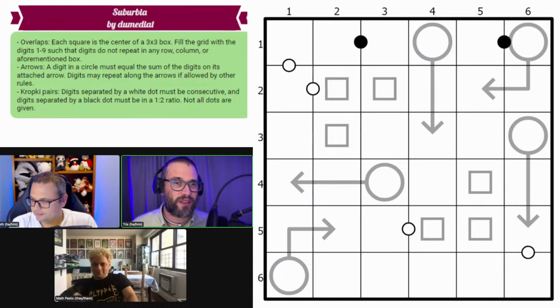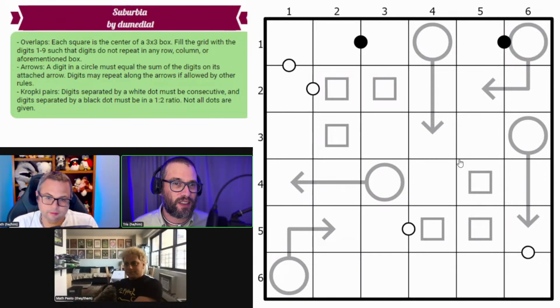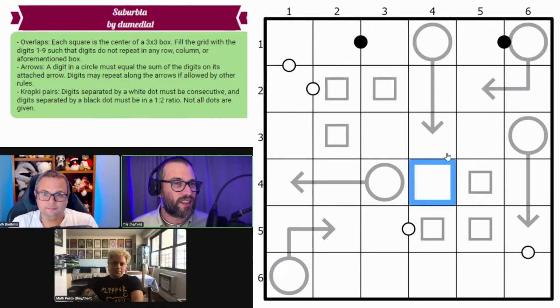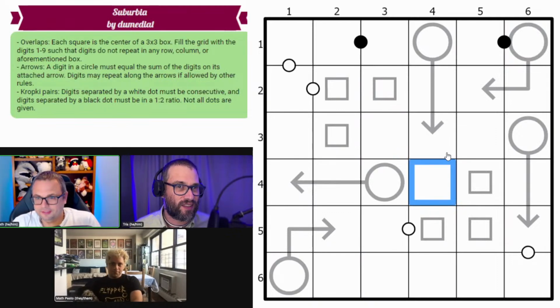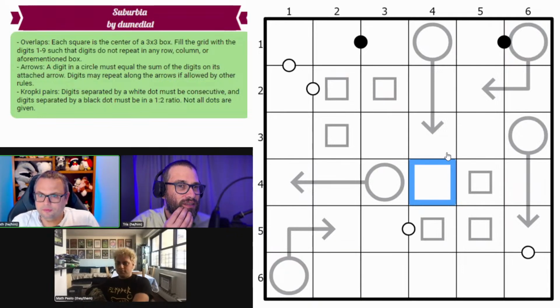We are here with this Doomdiat puzzle. Let's see. Have a sudoku. So each square is the center of a 3x3 box. Fill the grid with the digits 1 through 9, such that digits do not repeat in any row, column, or box. A digit in a circle must equal the sum of the digits along its arrows, if allowed by other rules.